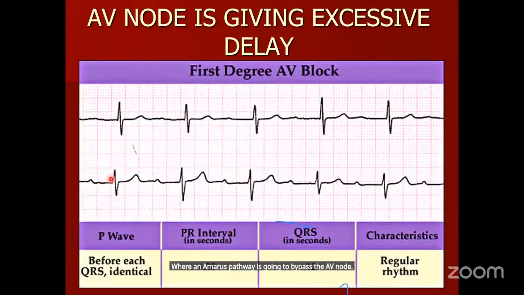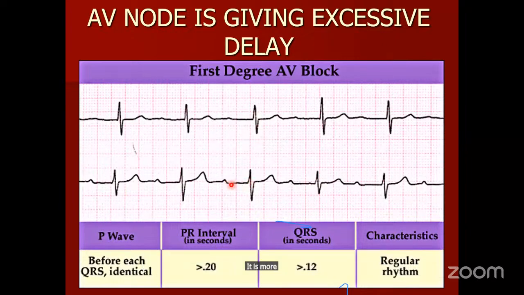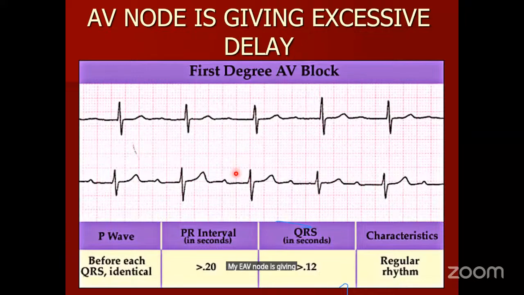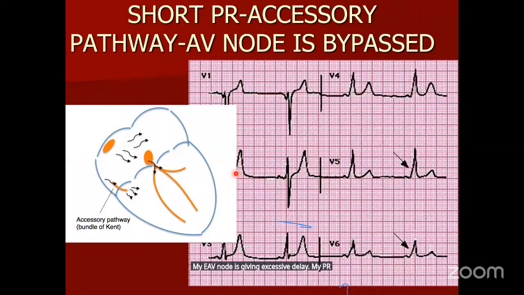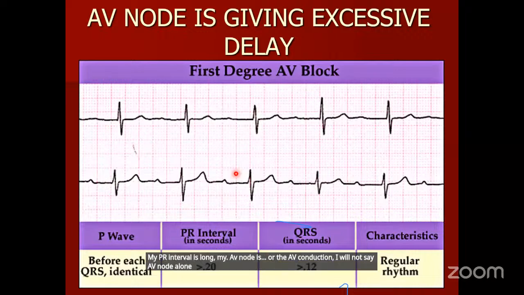Whenever my PR interval is long, it is more than 5 small squares. You can see that it is more than 5 small squares here. It is a first degree atrioventricular block, which means my AV node is giving excessive delay. My PR interval is short, the AV node is bypassed. My PR interval is long, my atrioventricular conduction is prolonged. I will not say AV node alone.